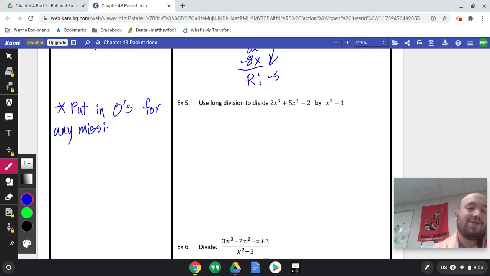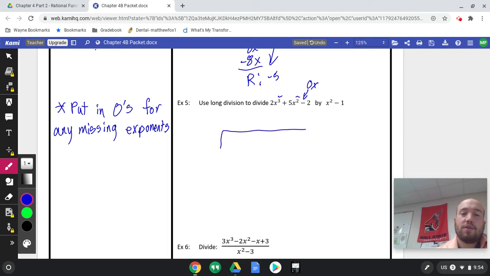Now, when I say missing exponents, what I mean is it needs to go down in order. Remember, just like in synthetic division, every place value is important. So right here we have a 3, a 2, unfortunately right here we're missing a 0x. There's no x term, so that's important for us.